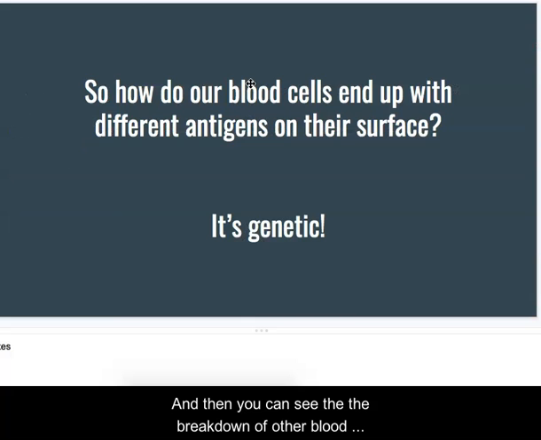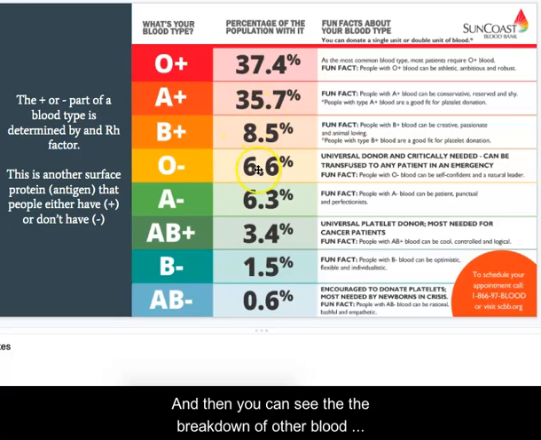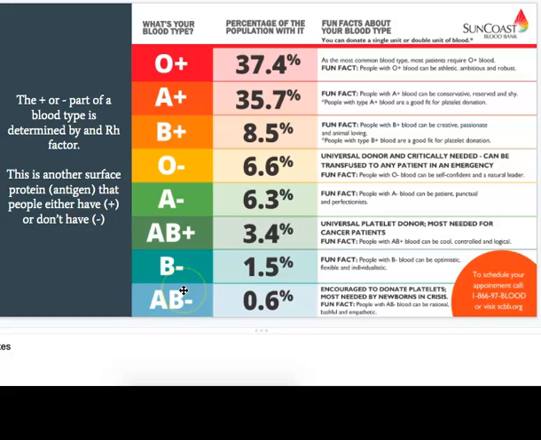And then you can see the breakdown of other blood types in terms of percentages. So AB negative is actually the rarest of all of the different blood types. All right.